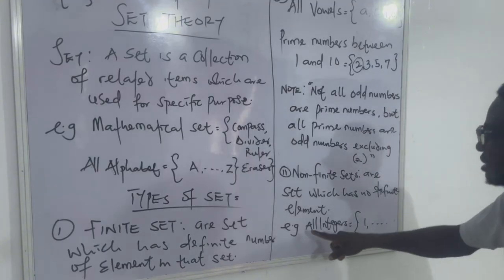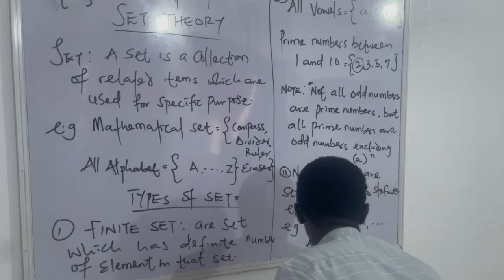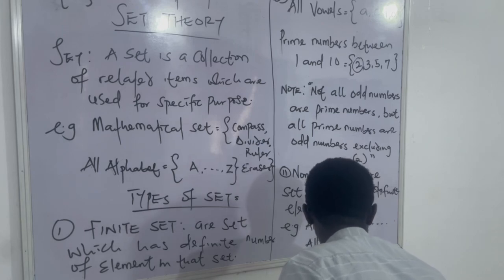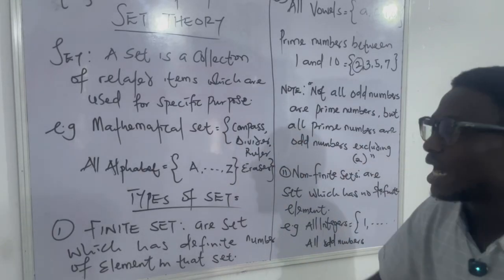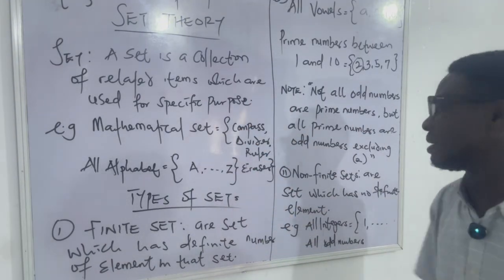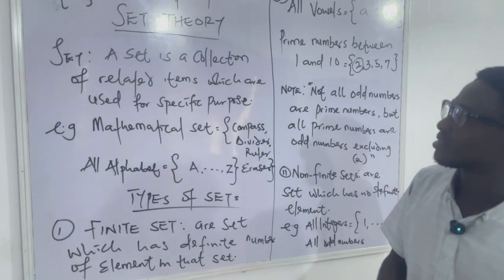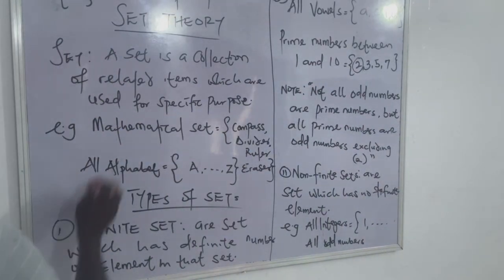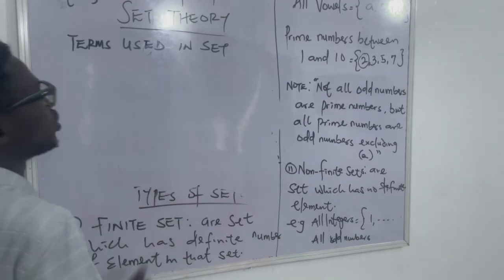If we talk about all odd numbers, they are non-finite sets, because as we are progressing, counting this, counting that, we will not exhaust them. So that's why we say they are non-finite sets.